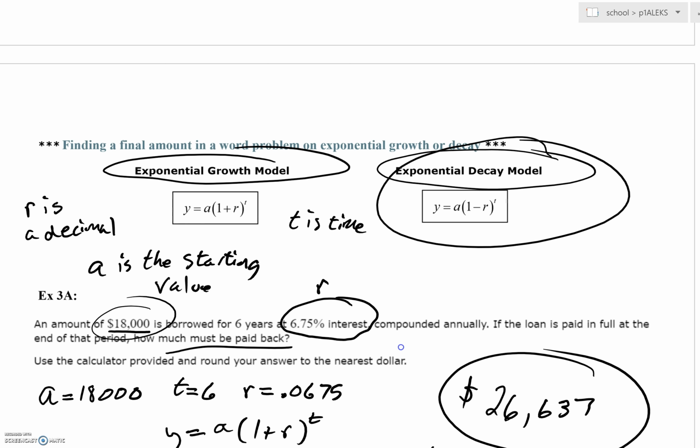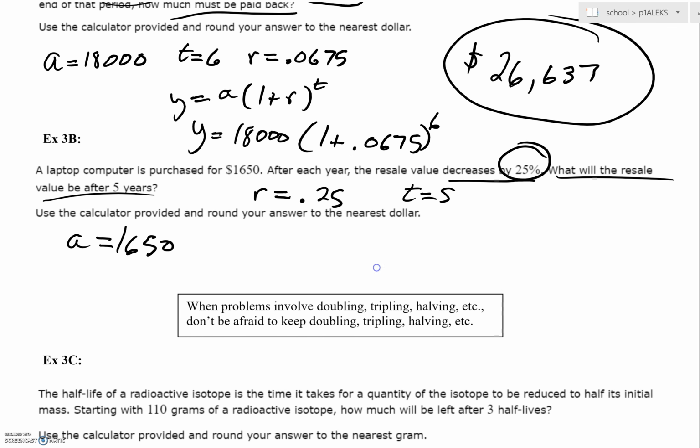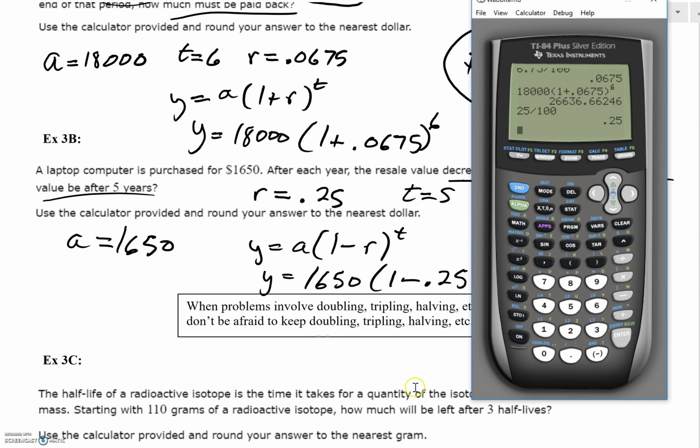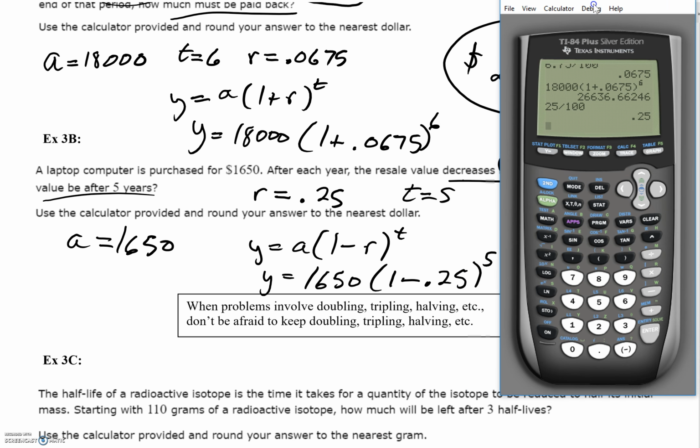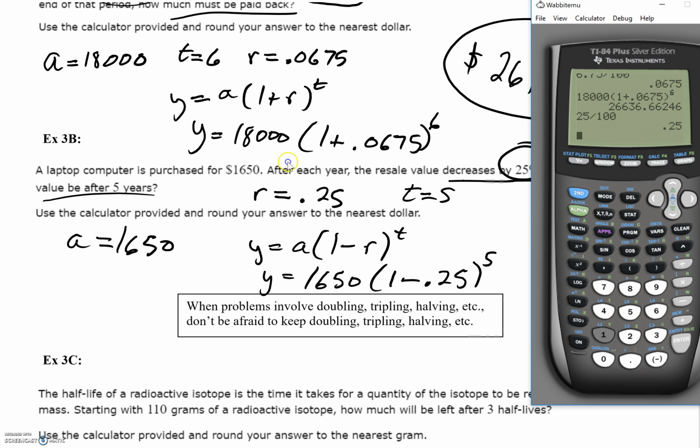This is a problem where we're in decay. So we'll have y equals a, 1 minus r to the t. So we'll have 1,650. Here's 1 minus 0.25, and we'll bump that up to the 5th power. So we can do this real fast. A lot of calculator work today. So say 1650. Here we'll go 1 minus 0.25. We're going to bump that up to the 5th power. And you can see this is going to be an amazing drop.